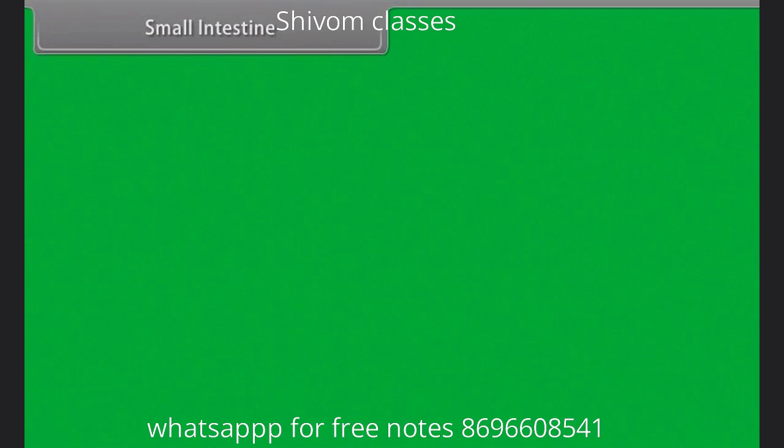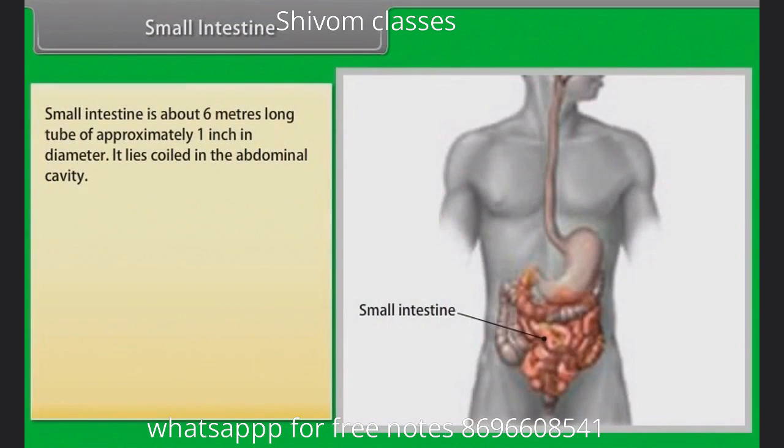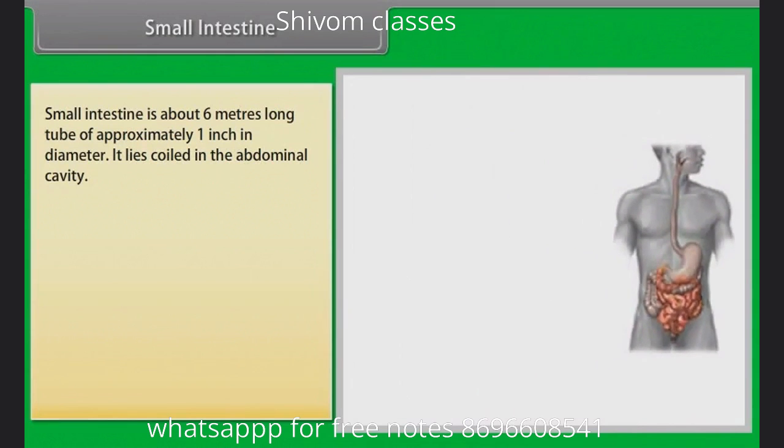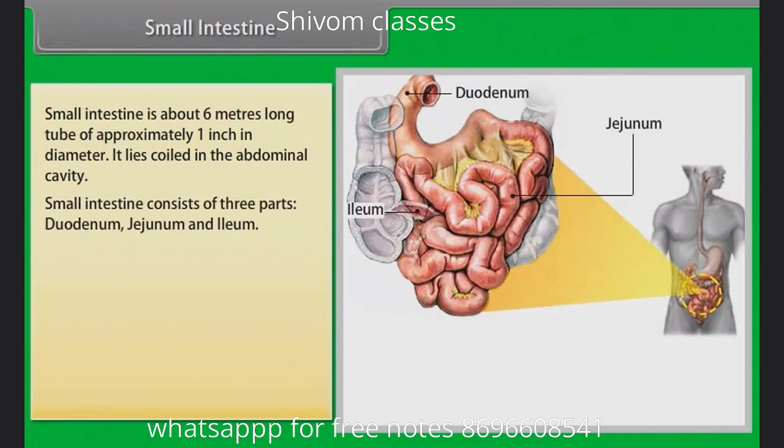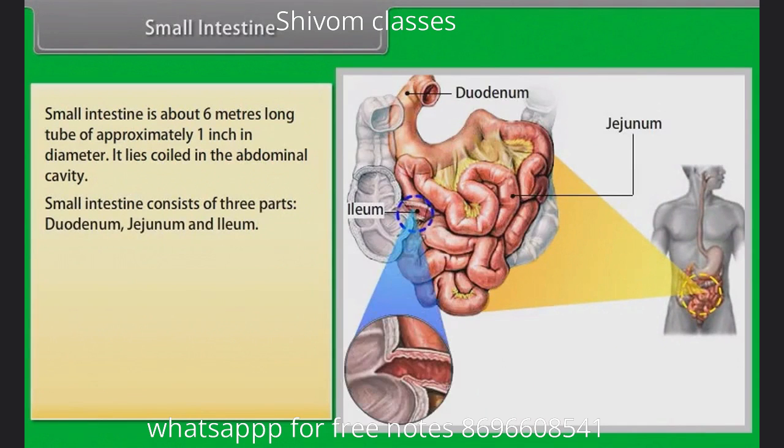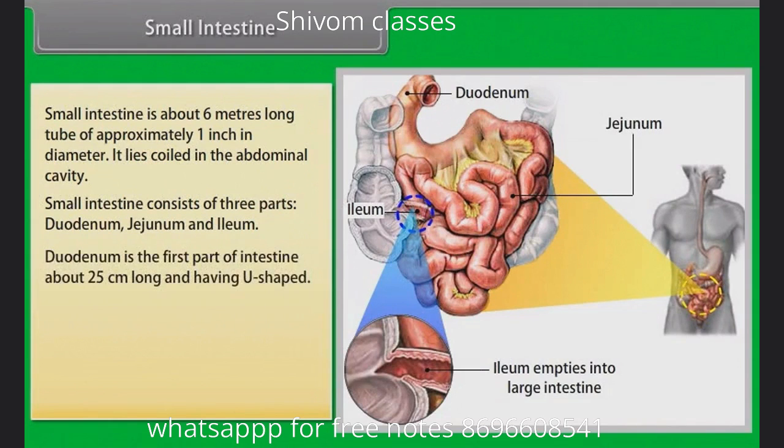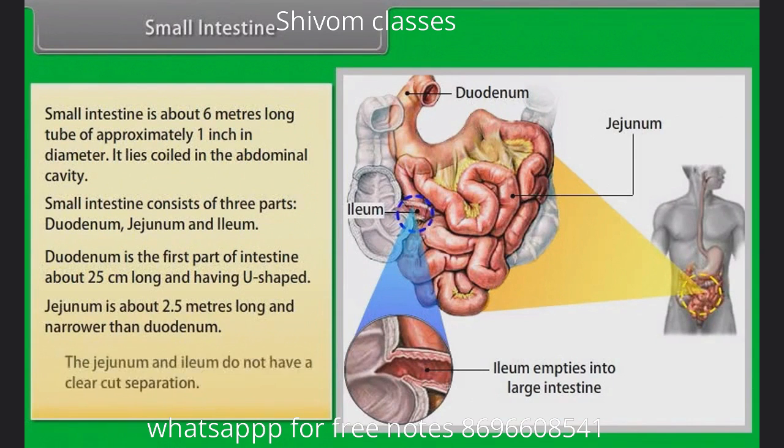Small intestine. Small intestine is about 6 meters long tube approximately 1 inch in diameter. It lies coiled in the abdominal cavity. Small intestine consists of 3 parts: duodenum, jejunum and ileum. Duodenum is the first part of intestine, about 25 centimeters long and U-shaped. Jejunum is about 2.5 meters long and narrower than duodenum. The jejunum and ileum do not have a clear-cut separation.